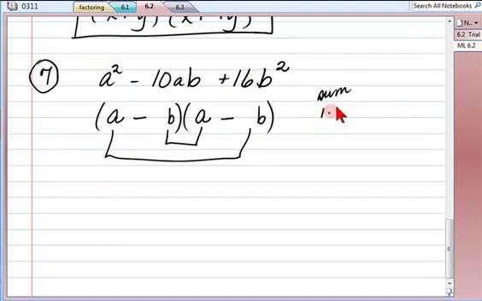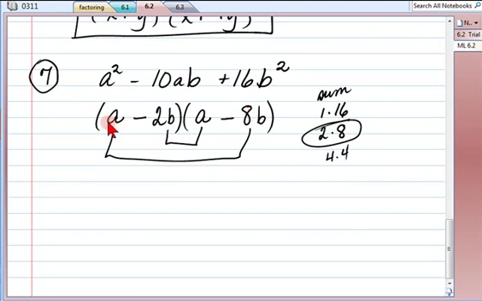For 16, is it 1 times 16? Do those add up to be 10? Is it 2 times 8? Yes. There's no reason for me to look at other possibilities. There is another possibility, 4 times 4, but I don't really care about that because I already found the right one. So throw the 2 and the 8 into spots. Because the signs were the same, I didn't care which one went where.